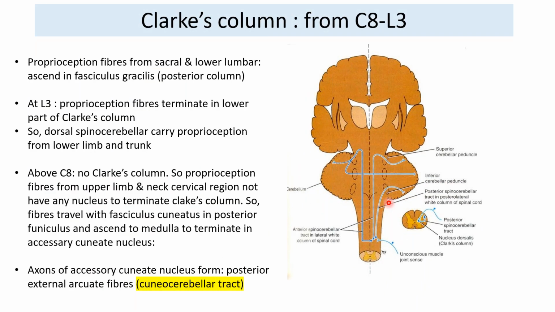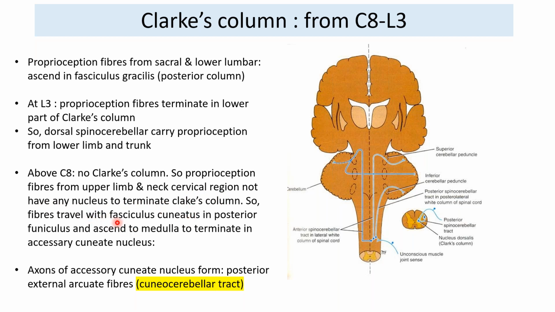Now what happens is, at the level of L3, the proprioception fibers terminate in Clark's column, that we know. But above C8, what is there? There is no Clark's column. So proprioception fibers from the upper limb and the cervical neck region will not have any nucleus to terminate, because Clark's column is not there.